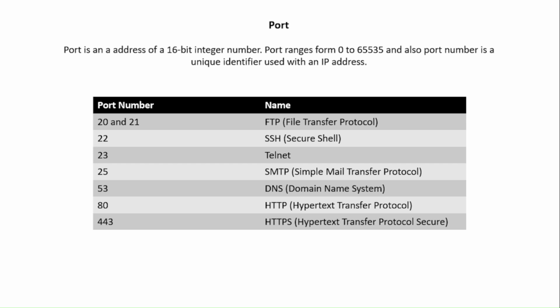Next is 53. This port is used by DNS. Next, 80. This is the most important port for how our websites work. This port name is Hypertext Transfer Protocol, HTTP, and last is 443. This is called HTTPS, Hypertext Transfer Protocol Secure.